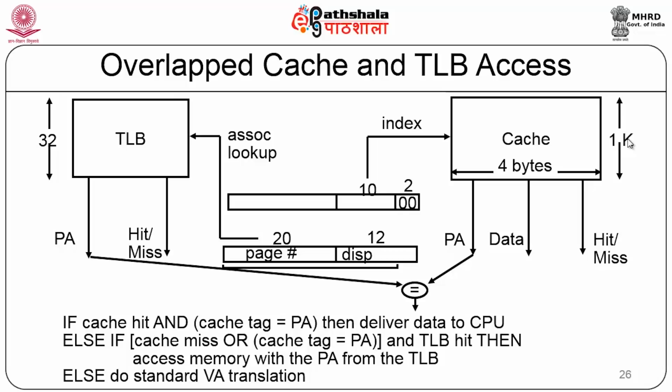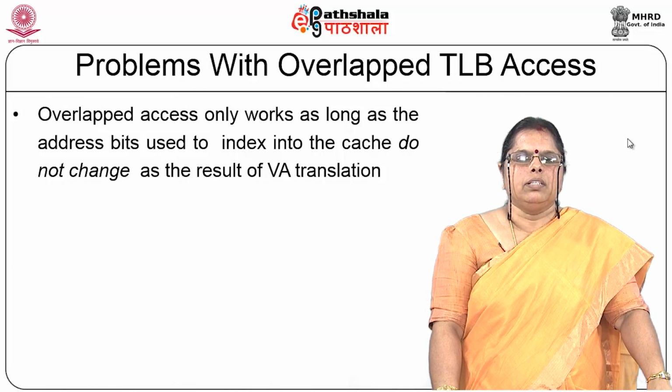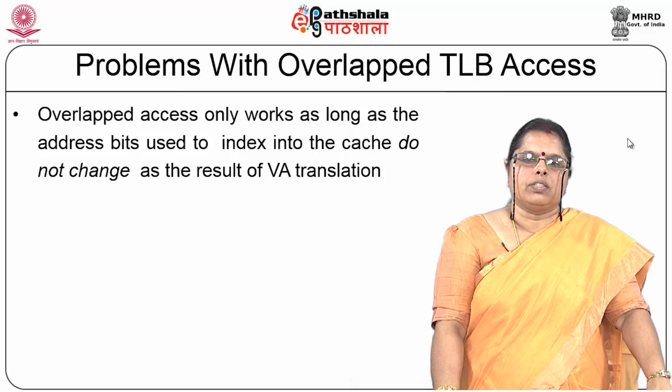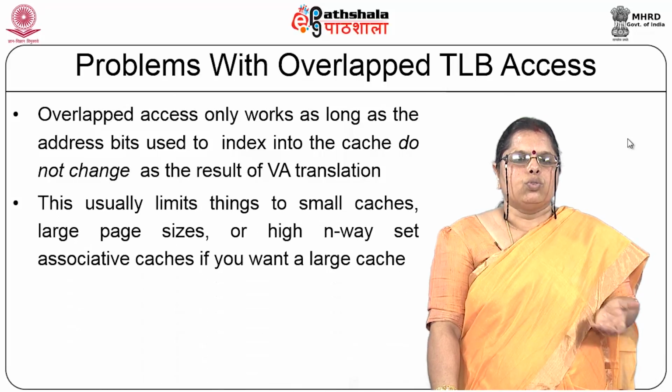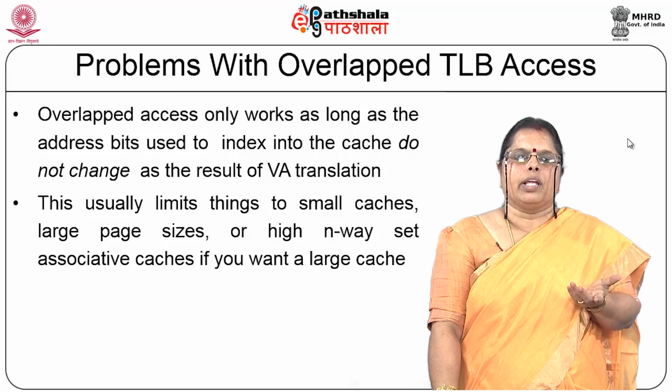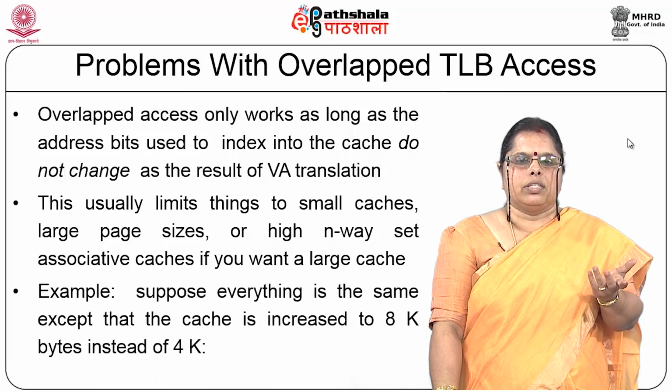The same optimization we have discussed with respect to our caches also. We said avoiding address translation during indexing of the caches. It is the same concept that has been highlighted here. Now, problems with overlapped TLB access: overlapped access only works as long as the address bits used to index into the cache do not change as the result of the translation. So, this usually limits things to small caches, large page sizes or highly n-way set associative caches if at all you want a large cache.